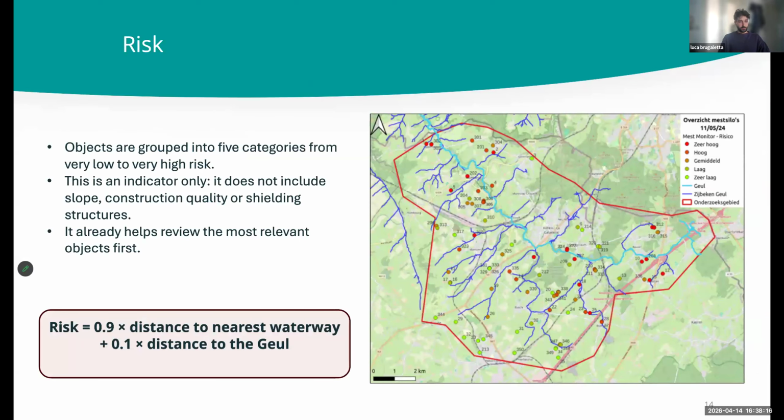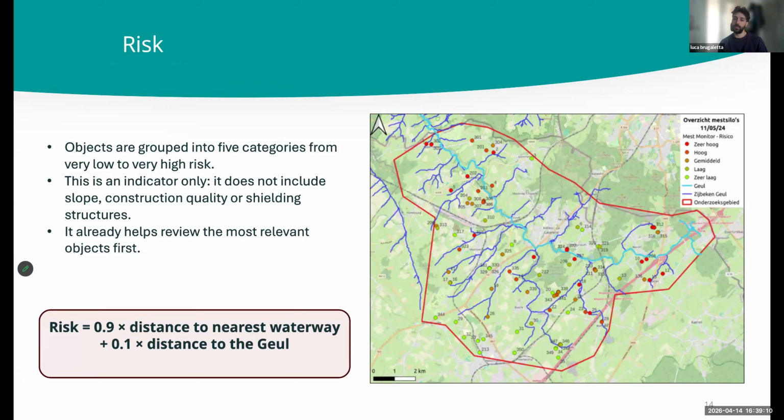And in addition to this, after all the possible risk factors were identified, there was the need to also give them a risk value. So they've been grouped into 5 categories that go from very low to very high risk. And this is only considering the distance from the waterway and the hill. So it doesn't include any slope or construction quality, or any shield that is applied to avoid that any manure leak could reach the water. So it's only considering the distance mostly.